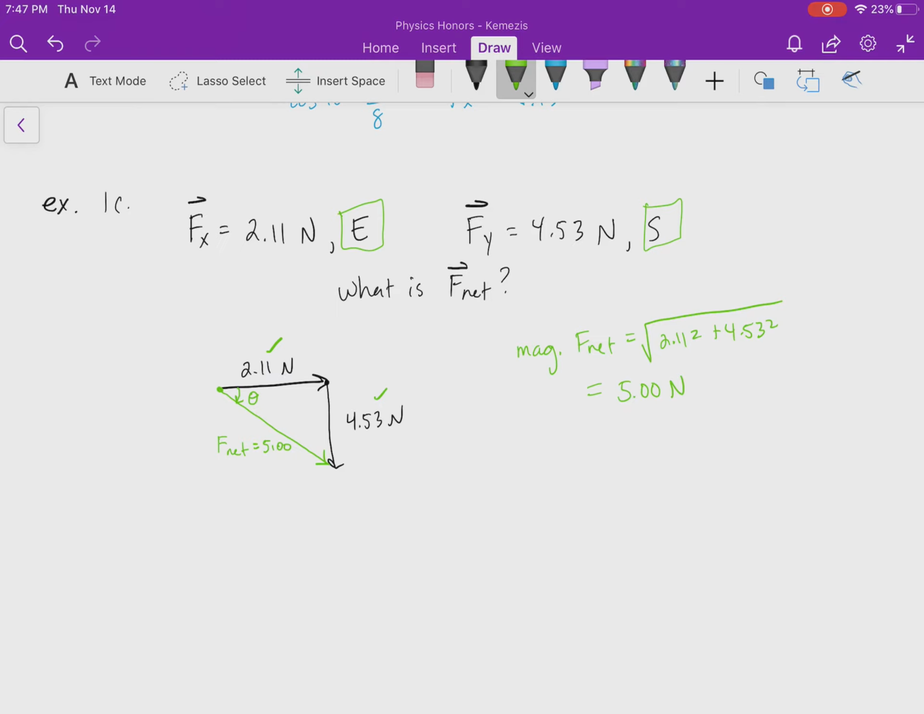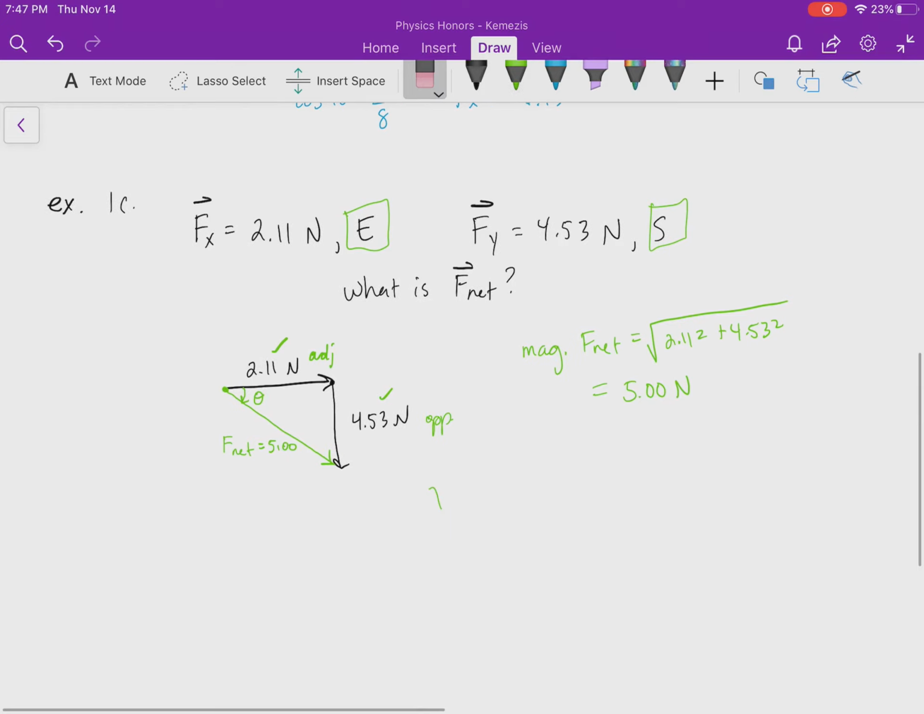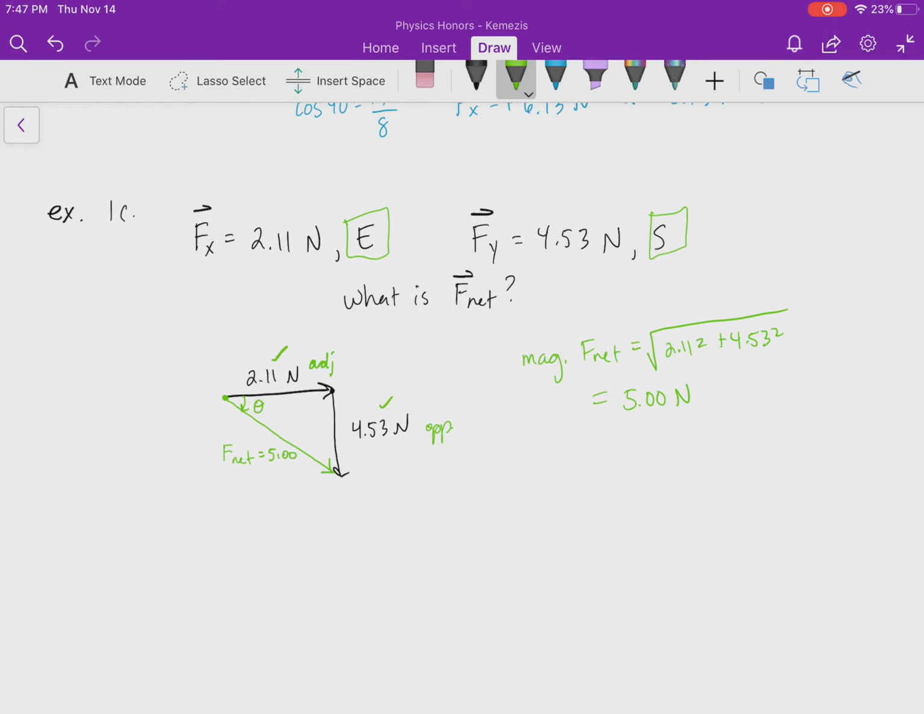It's just a way to make sure that if you got Fnet wrong, you have a better chance of not getting the angle wrong if you don't use your calculated value. So I just use the values that are given in the problem. So this is the adjacent side. This is the opposite side. So adjacent and opposite, this is our tangent, right? I'm just going to write the equation that we have. Tangent of the angle is equal to opposite over adjacent.